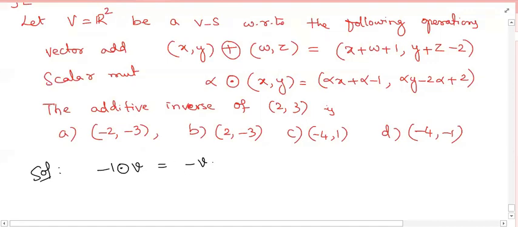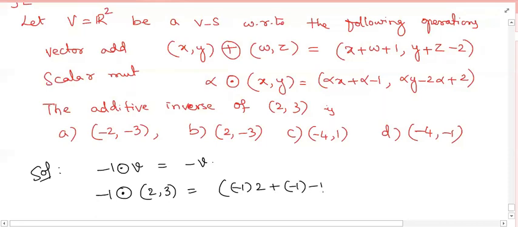So here it is already given that with respect to these operations it is a vector space. So we need not verify whether it is a vector space or not. We simply take the scalar -1 and multiply with V. So what is V here? (2, 3). So we take -1 scalar multiplication with (2, 3) by using the definition. So alpha into (x, y) is alpha x plus alpha minus 1. Alpha x means -2.